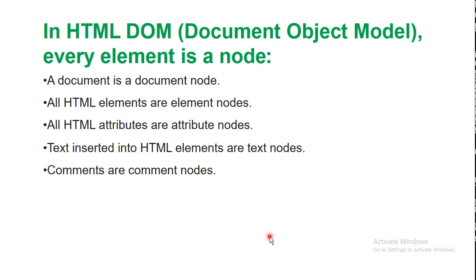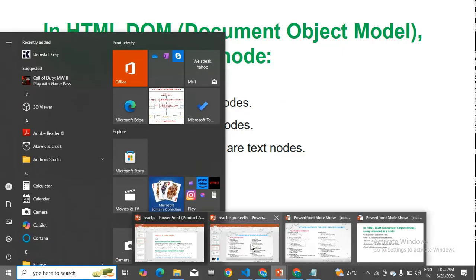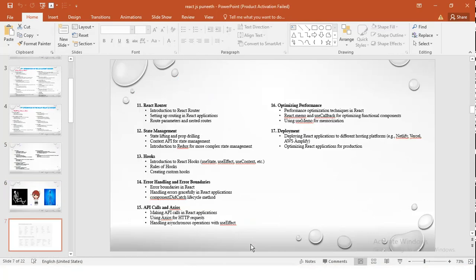So here is something called, in HTML, the DOM, document object model. You have already gone through what the document object model is, right? These are the nodes I also told you about: the document node, the element nodes, the HTML attribute nodes, and these things. These are the things that I have already told you. I'll also show you that page over here.